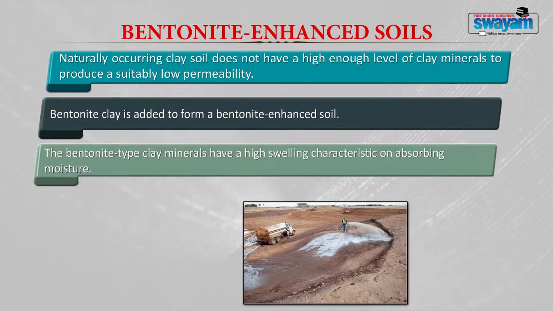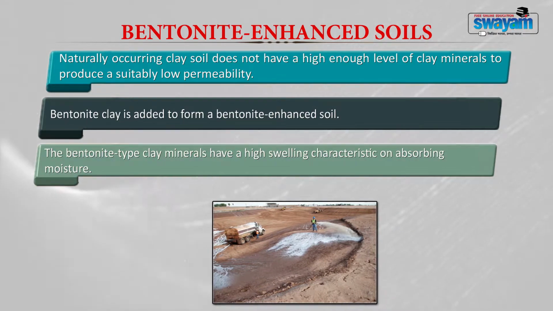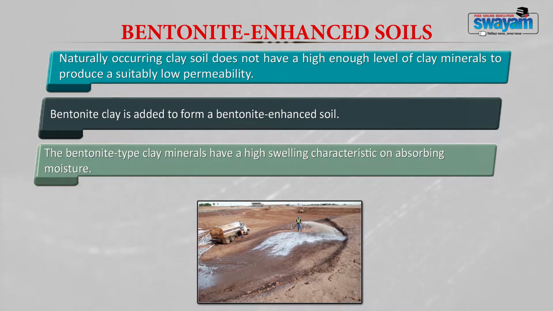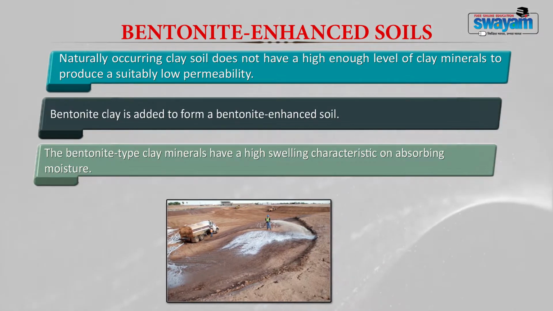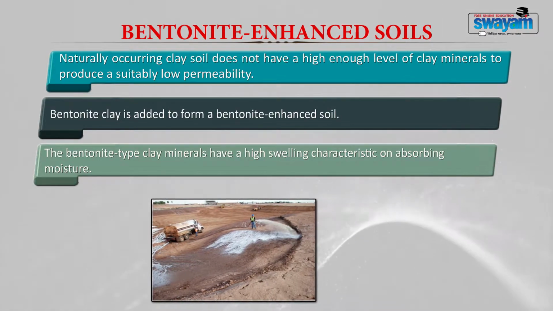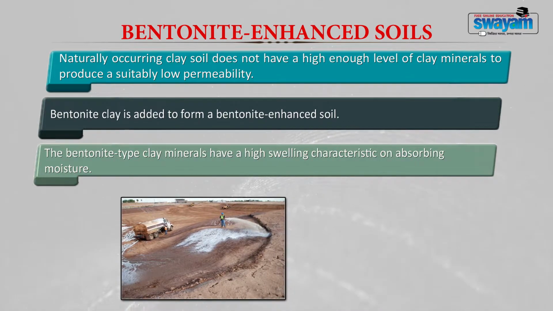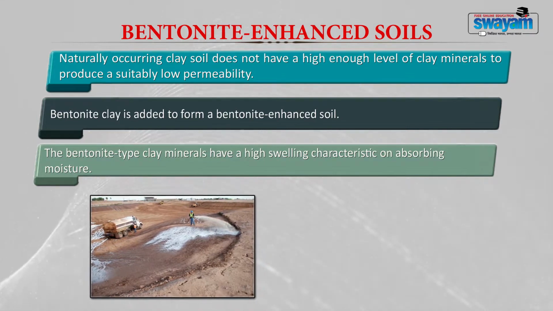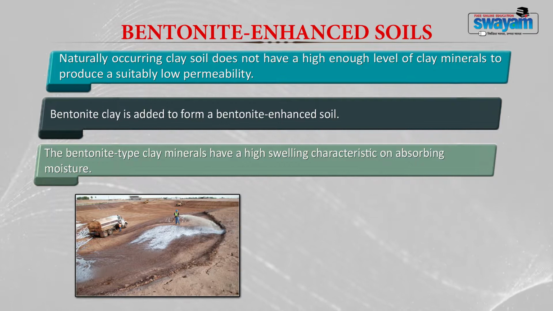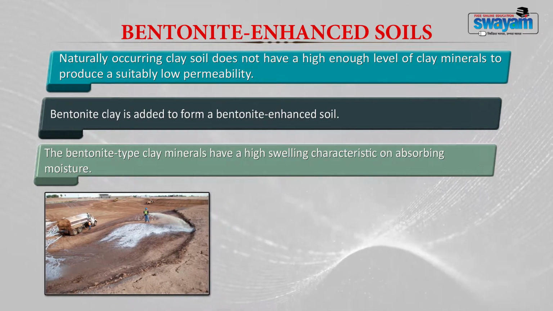Now, the bentonite type clay minerals have high swelling characteristics on absorbing moisture. In general, if you see the clay, though it has higher porosity, when it comes in contact with water, they start absorbing water. Once it absorbs water, it swells and it locks the interstitial spaces. As a result, it will not allow water to percolate through them. This is the characteristic why clay is preferred as a material in liner systems.